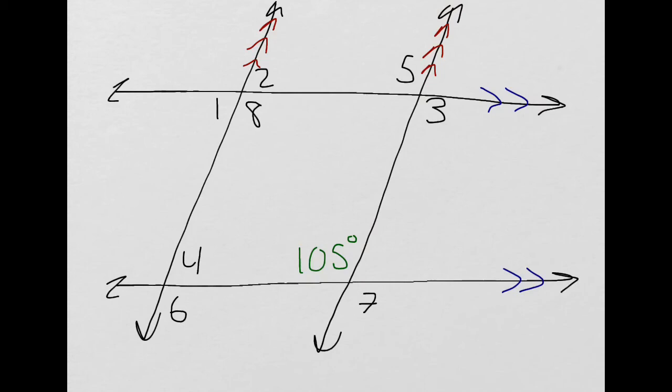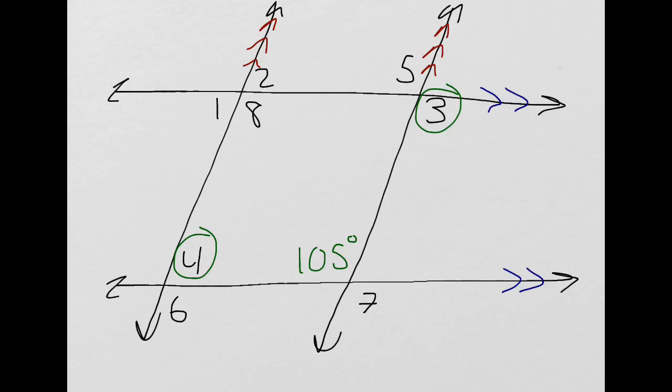So in this problem, I would like you to find out what are the measures of angle 3 and angle 4, knowing that this angle is equal to 105 degrees. So go ahead and pause the video and work on that on your own, and we'll come back together and look at it in a second.